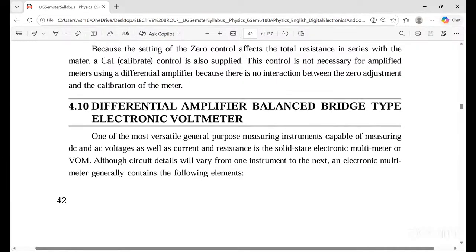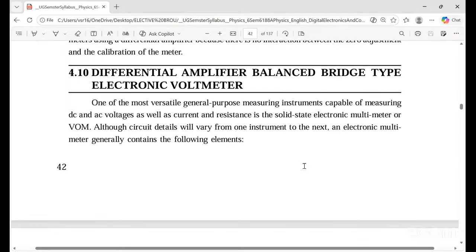Next is the differential amplifier balanced bridge type electronic voltmeter. This is one of the most versatile general purpose measuring instruments, capable of measuring DC and AC voltage as well as currents and resistance, as a solid state electronic multimeter or VOM, although the circuit details vary from one instrument to the next.